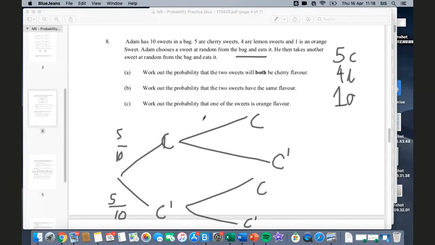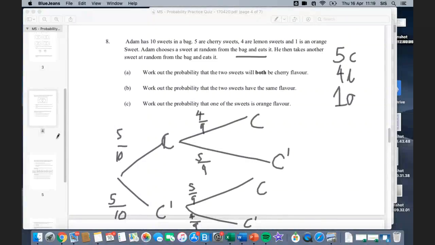This means not cherry. So if we pick one, the denominator will then change to 9. So all these denominators are now going to change to 9, and we're going to have to change the numerators. Like I said, there's a few ways of doing these kind of questions, but this is probably the easiest way. If he eats 1 cherry, the cherries are going to reduce down by 1, and the other sweets are going to stay the same. If he eats one which isn't cherry, the cherries will stay the same. They'll still stay as 5 out of 9, but the non-cherries will reduce from 5 to 4.